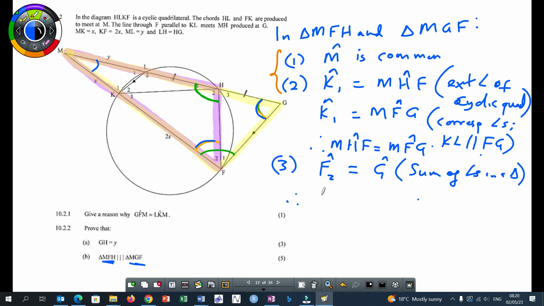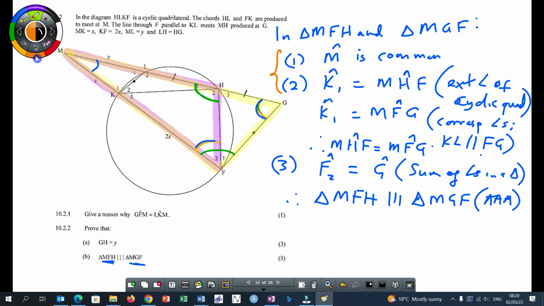So that will be equal to, say, triangle MFH is similar to triangle MGF. Then you give your reason here, AAA. If you don't want to give this as your reason, then you can follow the same as last time, where you prove that L1 is going to be equal to F2. Then from there you say L1 is equal to angle G, corresponding angles. But I don't want to take that route, it's a longer route.